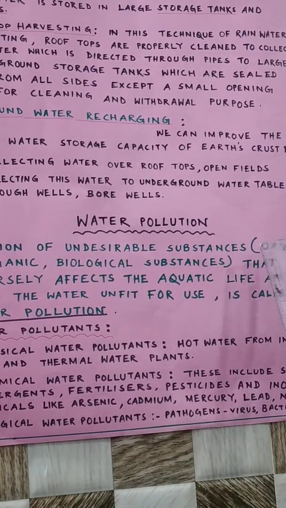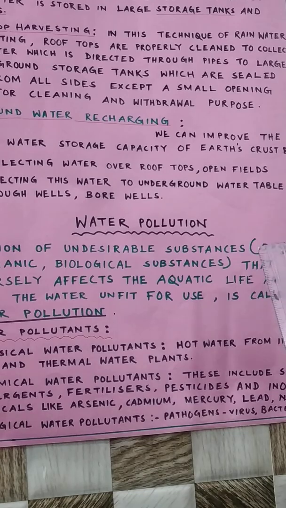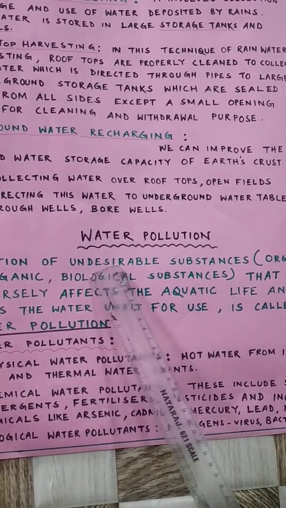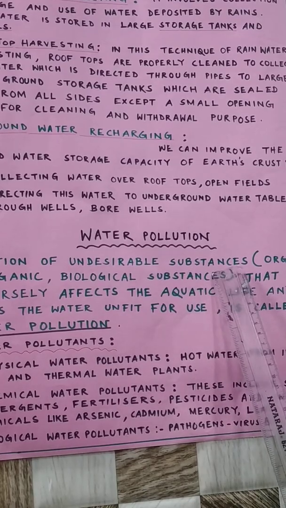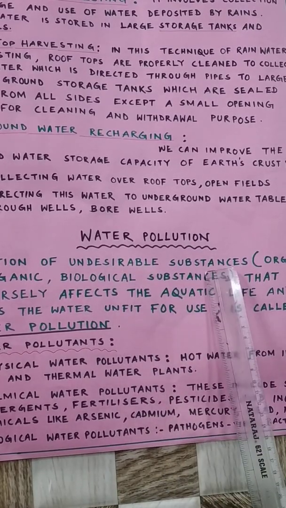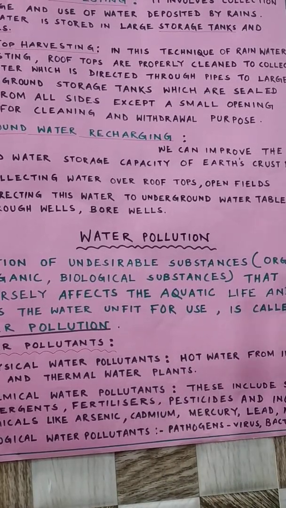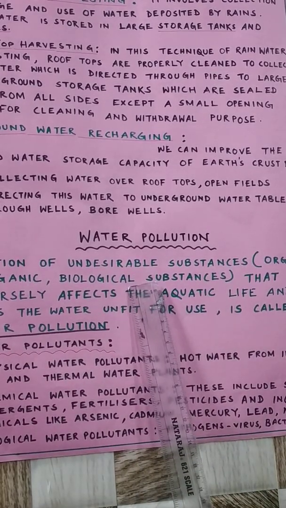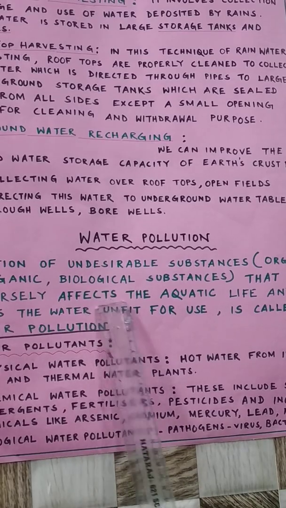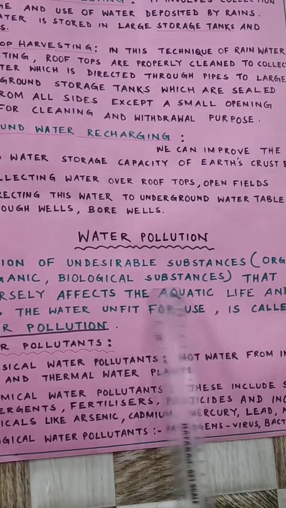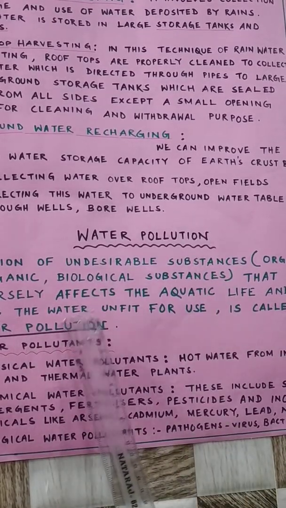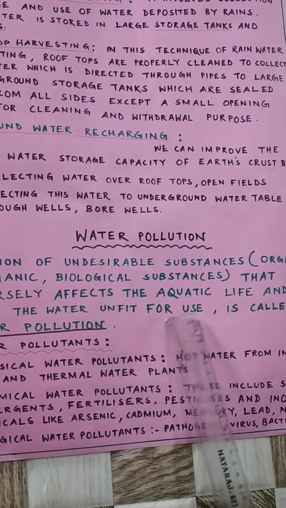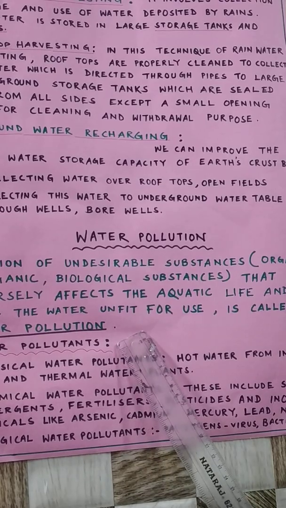Alright, now we will see water pollution. You know that by human activities water is getting polluted. So what is water pollution? Addition of undesirable substances, which can be organic, inorganic or biological substances, that affect the life of the aquatic organisms and make the water unfit for consumption. That is known as water pollution.